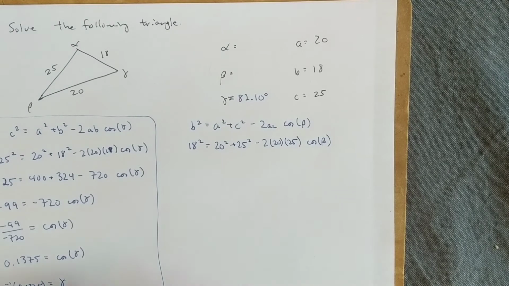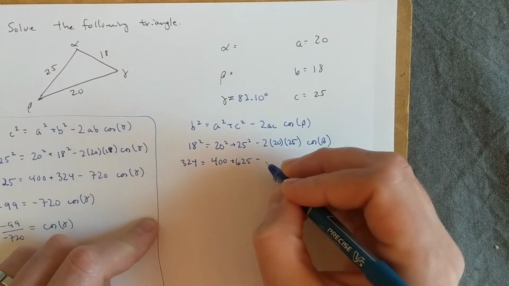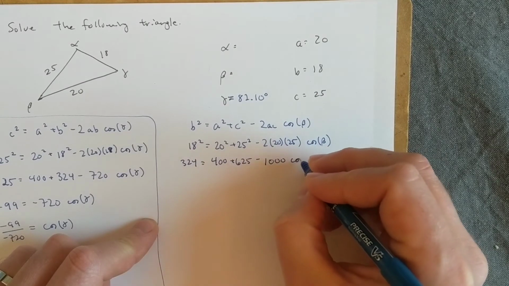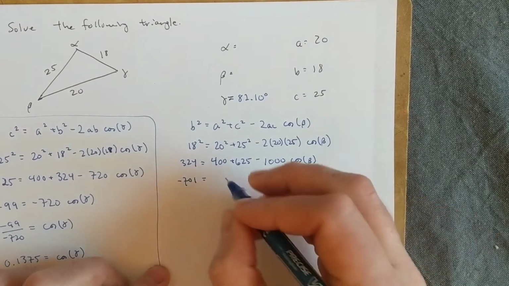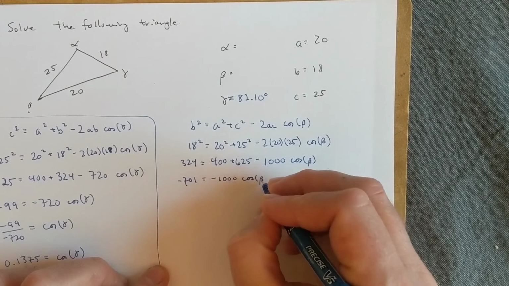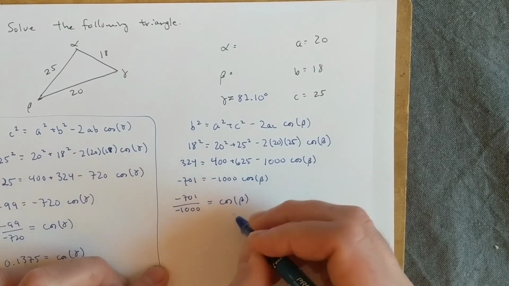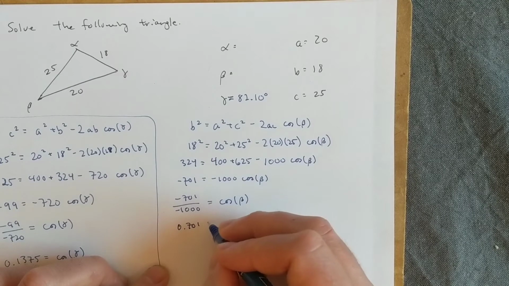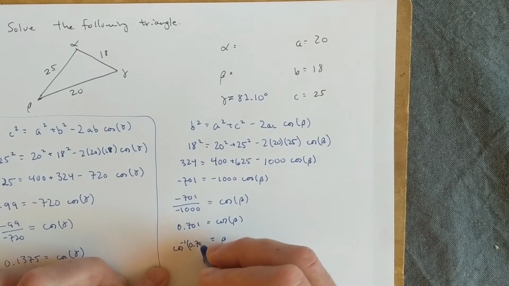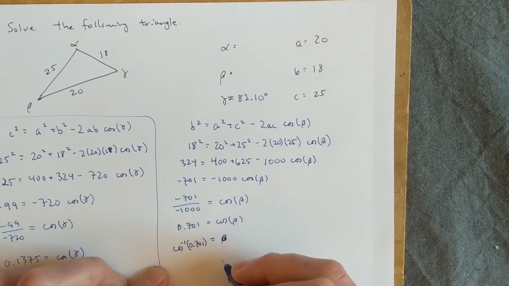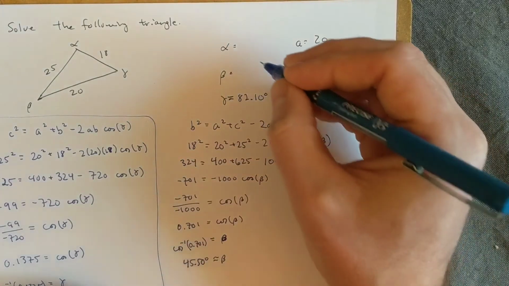So subtracting everything, oh yeah, so this is 324, this is still 400, this is still 625, this is minus 1,000 cosine beta. All right, so we subtract everything over, get negative 701 equal to negative 1,000 cosine beta, and then divide by the negative 1,000. And so this is going to be 0.701. And so beta will just be the cosine inverse of 0.701. And so beta is approximately in degrees 45.50. So I'll go back up here.